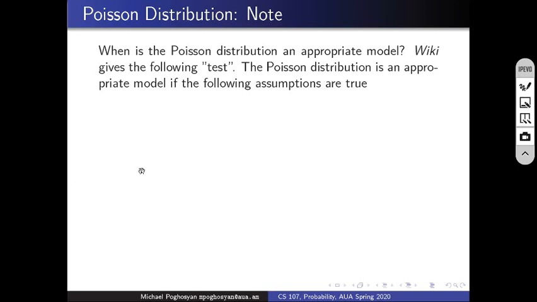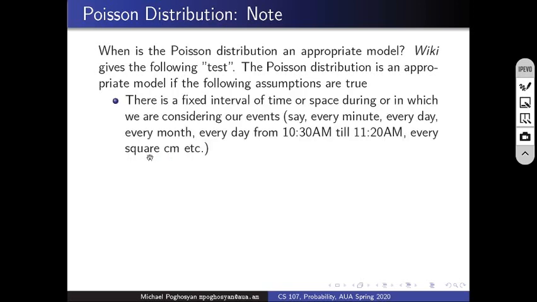We can use the Poisson distribution if the following assumptions are true. There is a fixed interval of time or space during or in which we are considering our events. Say we are considering per minute, every day, every month, every year, or every square centimeter, etc. So there is a fixed interval of time or space.